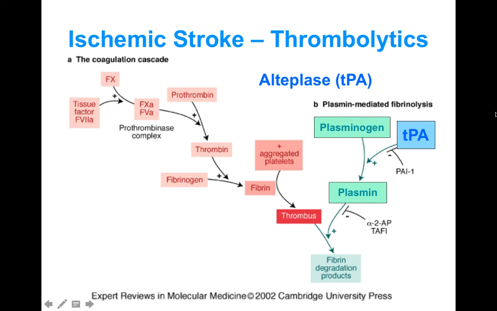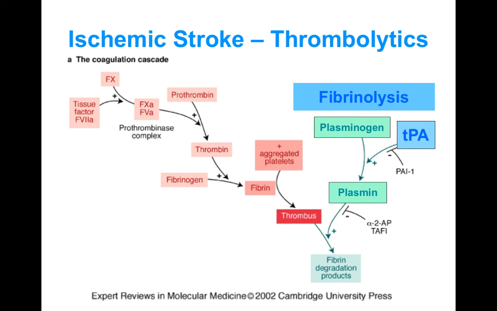Other lytics have been studied for use in ischemic stroke, but none of them have had positive outcomes like alteplase. They've actually just increased the risk of bleeding. So only alteplase or TPA should be used for the treatment of ischemic stroke. Based on the mechanism of action, the main side effect of TPA or alteplase is bleeding, so patients have to be carefully screened for risk factors for bleeding before they receive TPA and followed up afterwards.